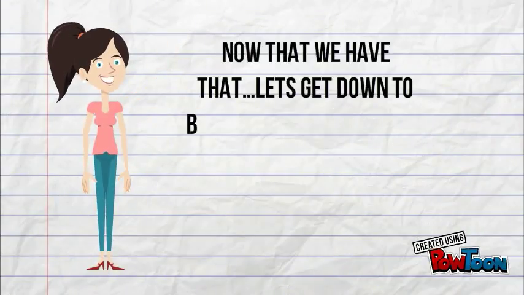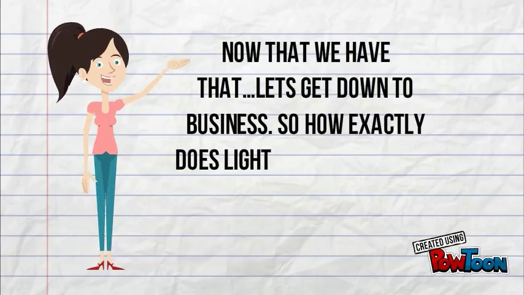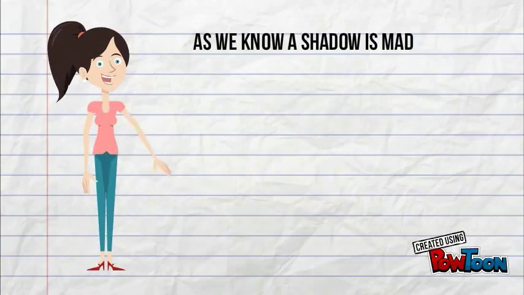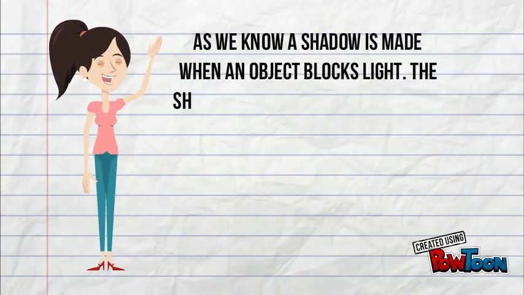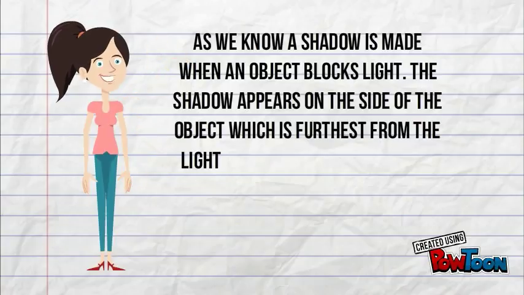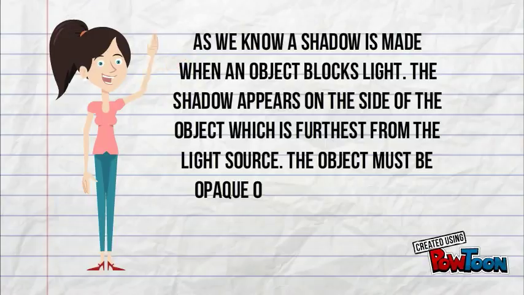Now that we have that, let's get down to business. So how exactly does light cause a shadow? As we know, a shadow is made when an object blocks light. The shadow appears on the side of the object which is furthest from the light source. The object must be opaque or translucent, as an object that is transparent will allow for light to go straight through.